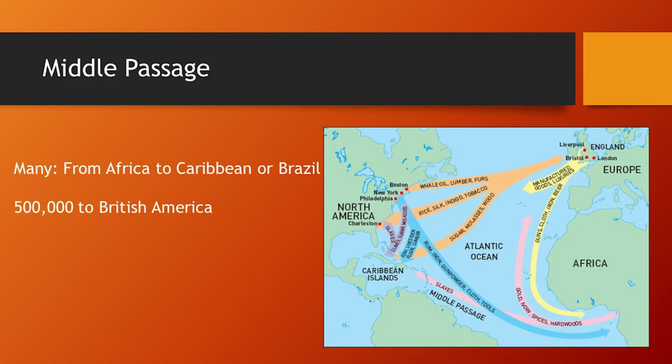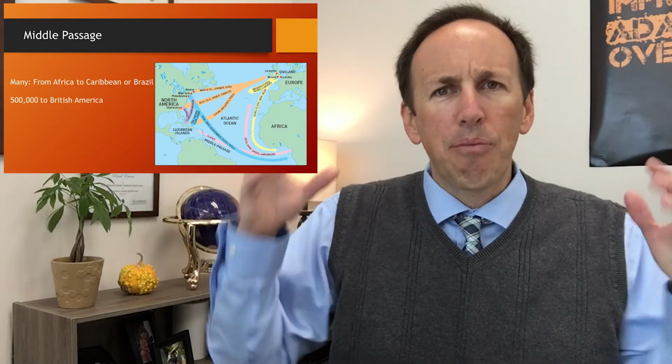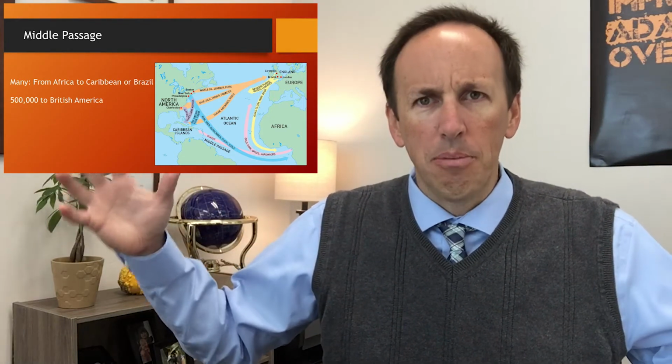Okay. I look at this slide and I go, hey, 500,000 to British America. That's a lot of people. And then if you go back to that pie chart, it exposes the depth of the problem, the breadth of the problem. If that 500,000 people is 4.5%, then how many people are going to Brazil? How many people are going to the Bahamas? A lot. Okay, so here's the primary source about Equiano. Let's read this.